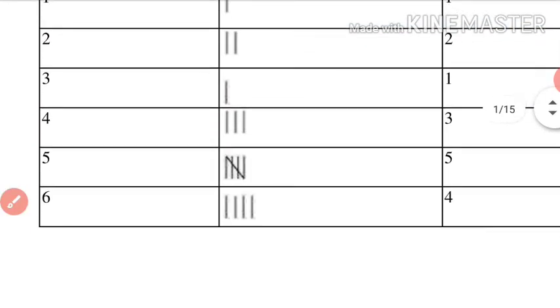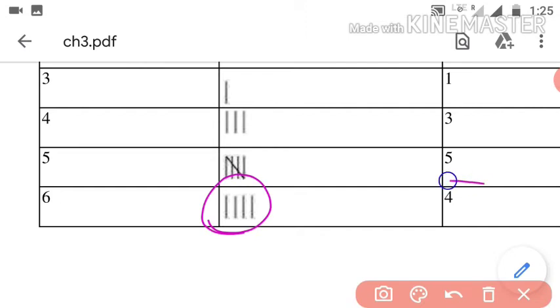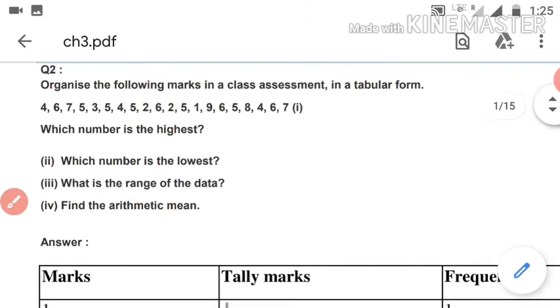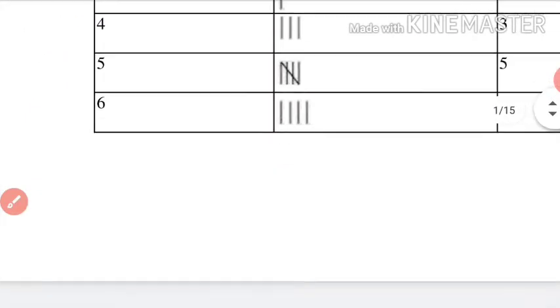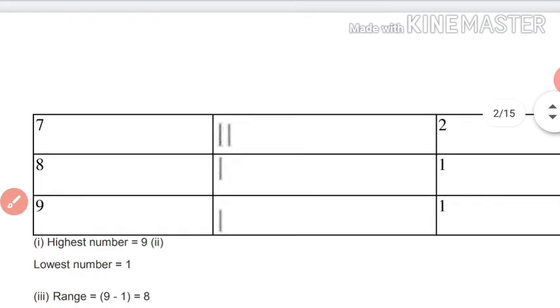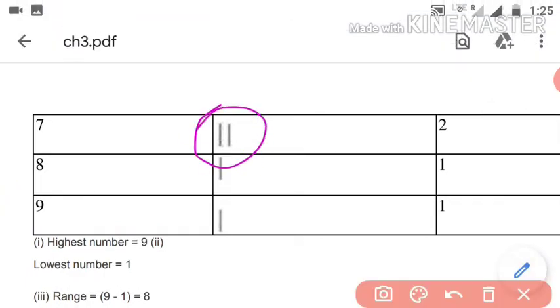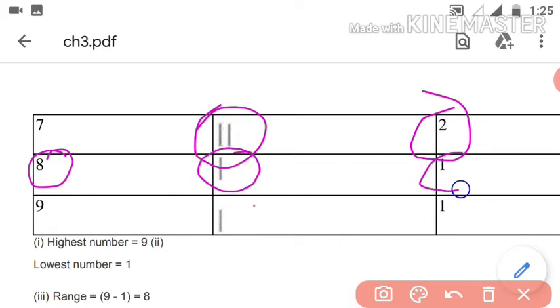So you have to make tally marks like this, and the frequency will be 4. Now 6, 6 is done. Now 7. How many students got 7 marks? 1 and 2. So how many got 7 marks? 2 students. So you can see here the tally marks will be this way, and the frequency will be 2. And 8, if you see the table, you will get only 1. So this is your tally marks, and the frequency is 1. And 9 also, how much? Only 1, and the frequency is 1.